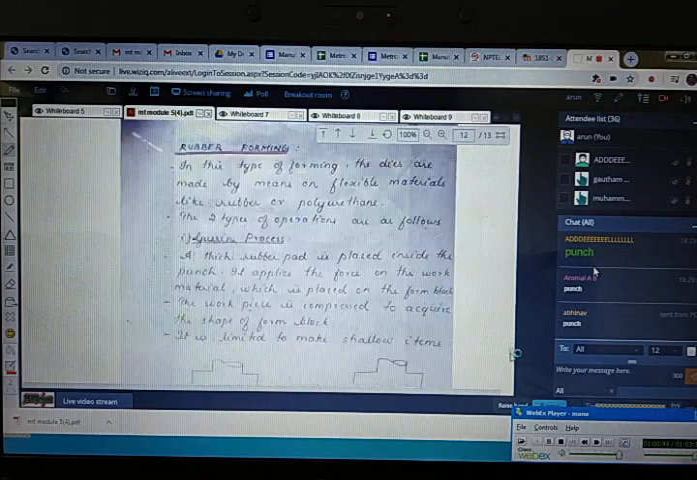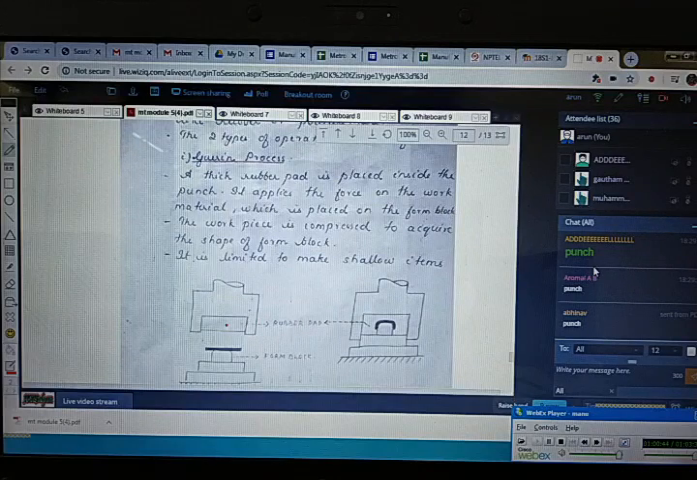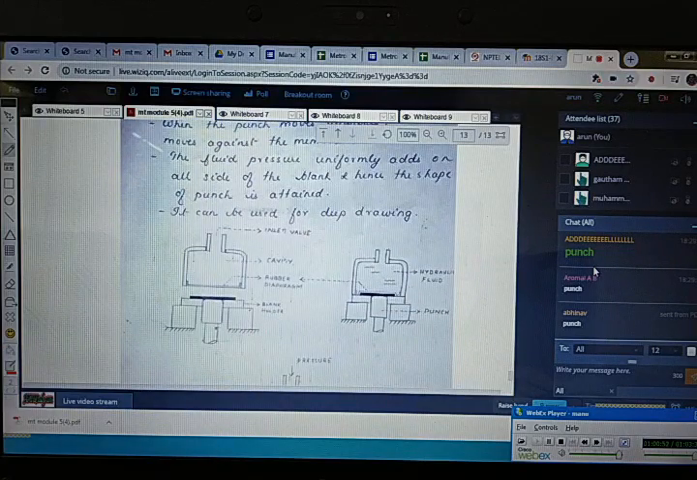And next is the rubber forming. The first one is the Guerin process. It uses a rubber pad inside this one, and the force is applied over here. Then next, in this case only a diaphragm is there. The punch is moving from the bottom and the shape is attained.